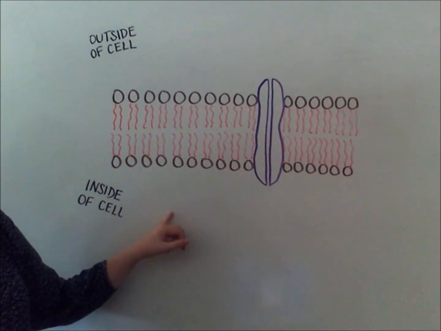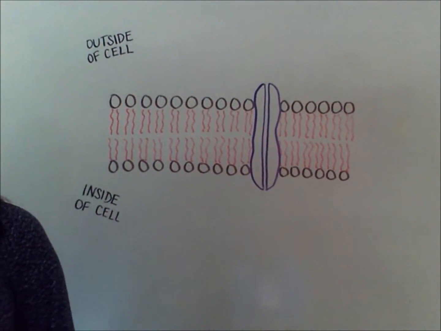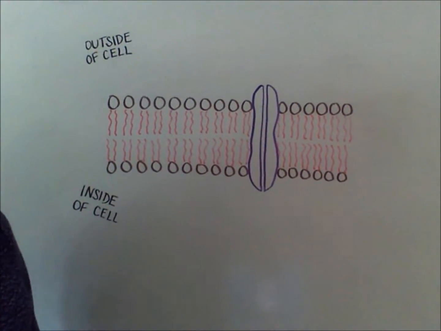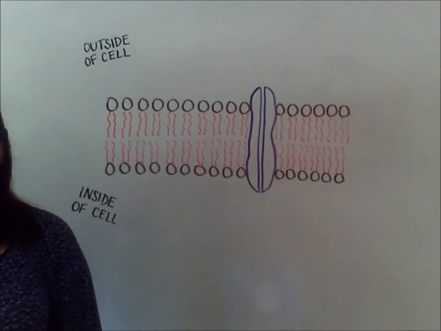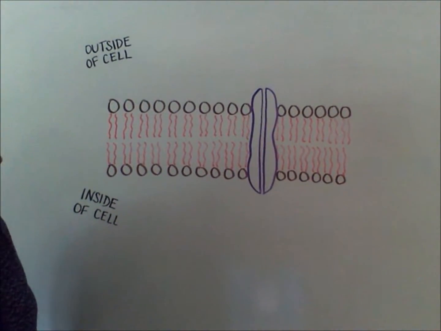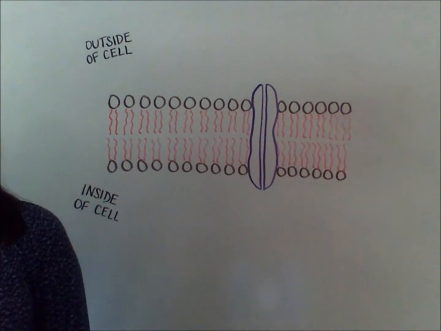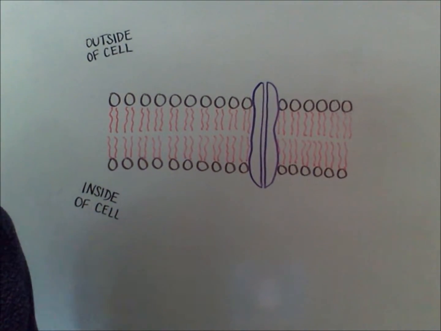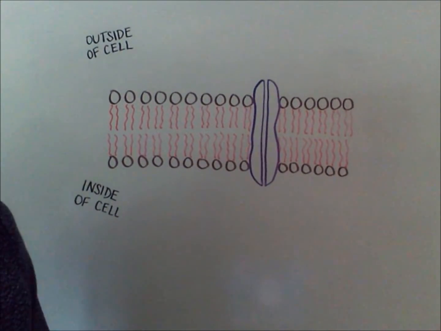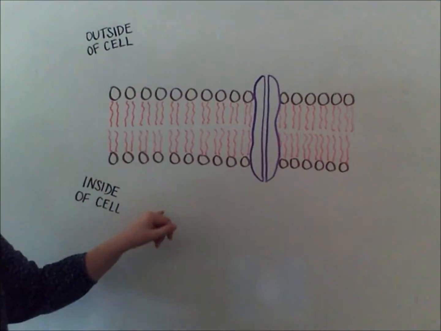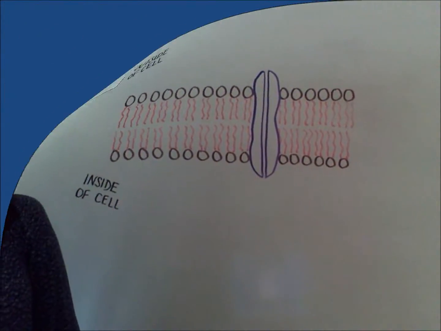Sometimes you also have carbohydrates that are off of the side, and those just help for signaling and cell recognition. But you don't need to worry about that for this class right now. The cell membrane is very selective. It's picky about what it lets through, which is why we're going to learn about the different forms of transport to get things from outside the cell inside the cell.